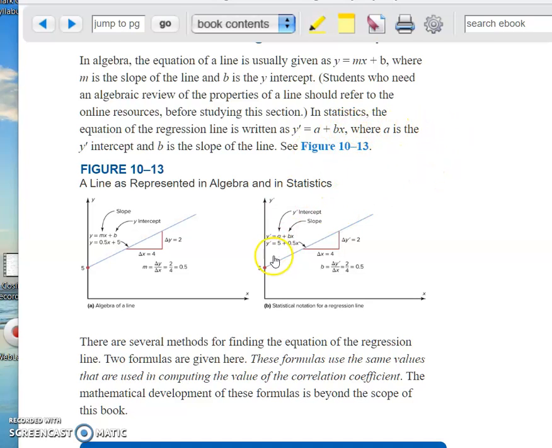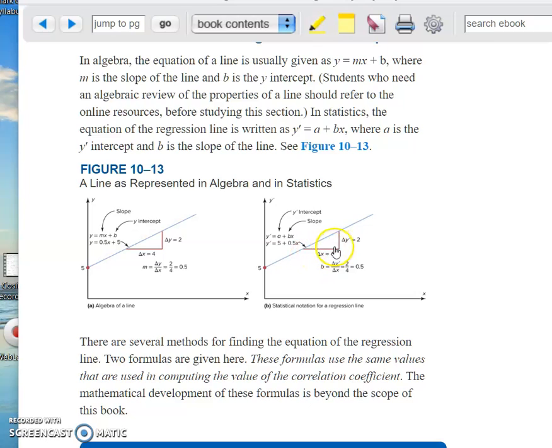And then they change the notation here to where instead of having x and y like they do in algebra, see this says algebra of a line, here it's the statistical notation for a regression line. So now it's x and then they call it y prime. That's a very, very bad notation. Okay, so moving forward, and hopefully you're looking in your book, you've got the y prime intercept right there, and then bx. The b stands for the slope.